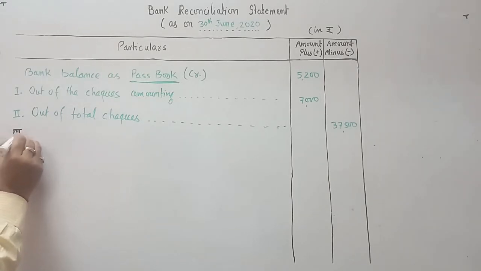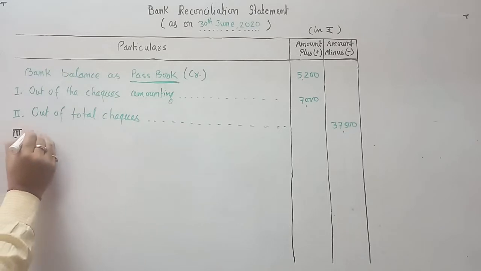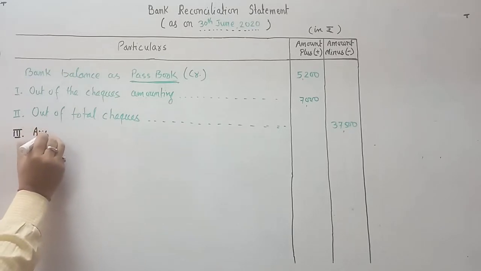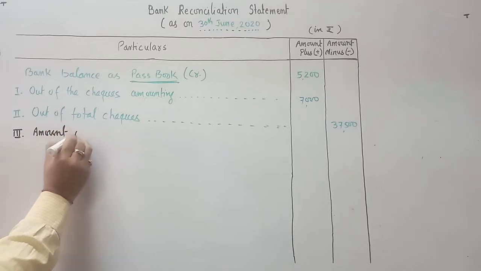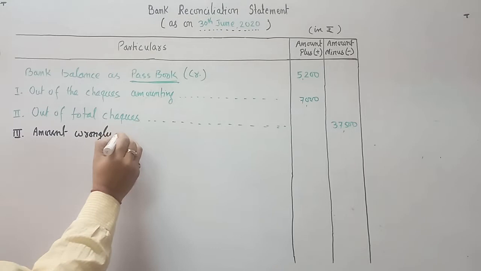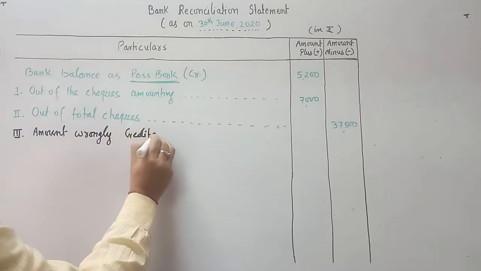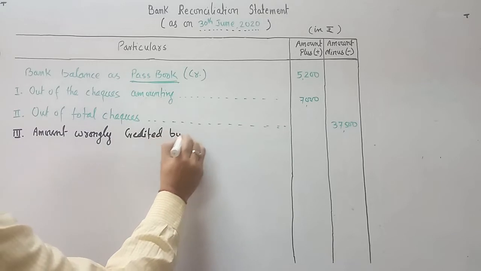Third number is amount wrongly credited by bank.